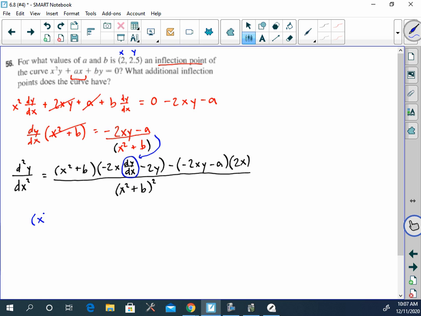So I've got my x squared plus b. I'll be replacing those in a little bit. And here I'm just going to leave it a mess. Negative 2x times this mess up here. Negative 2xy minus a over x squared plus b minus 2y.